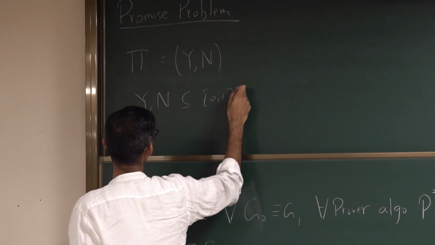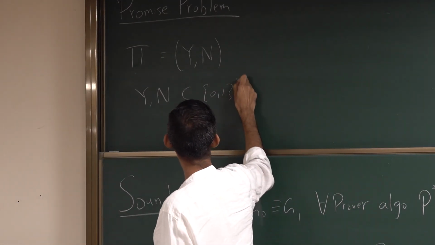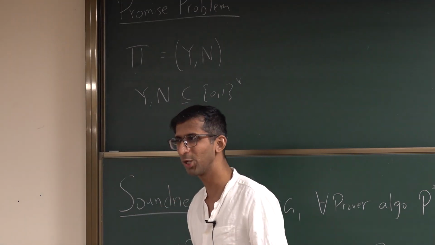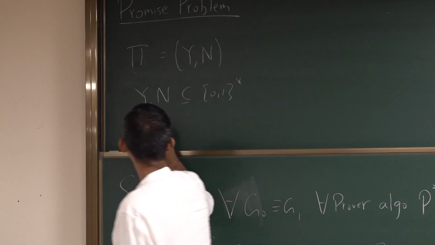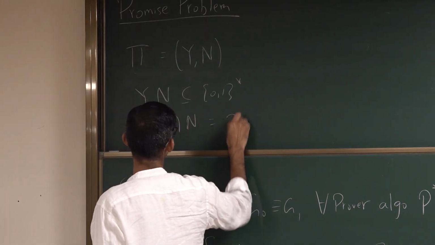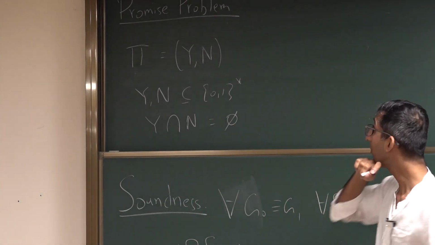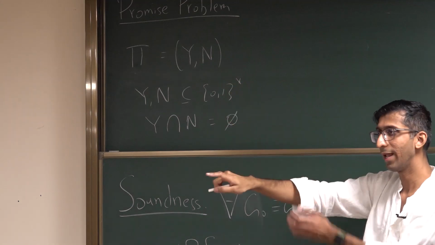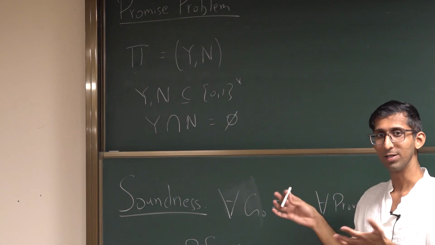For now they don't have to be this way, but typically we will think of them as strings, because you can represent anything you want as a string. So it's not a big deal. And I want the intersection to be empty. I'm using the symbols y and n because these are sometimes called yes instances and no instances.